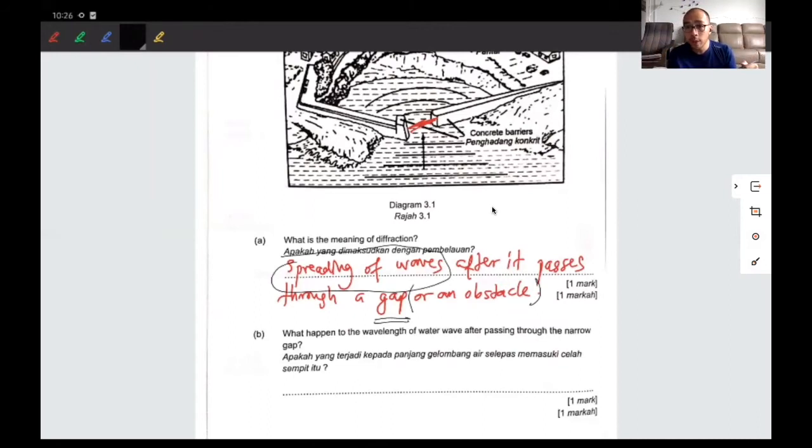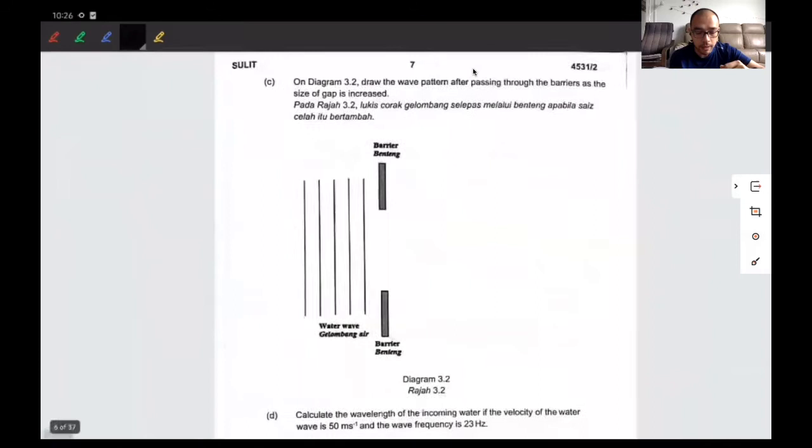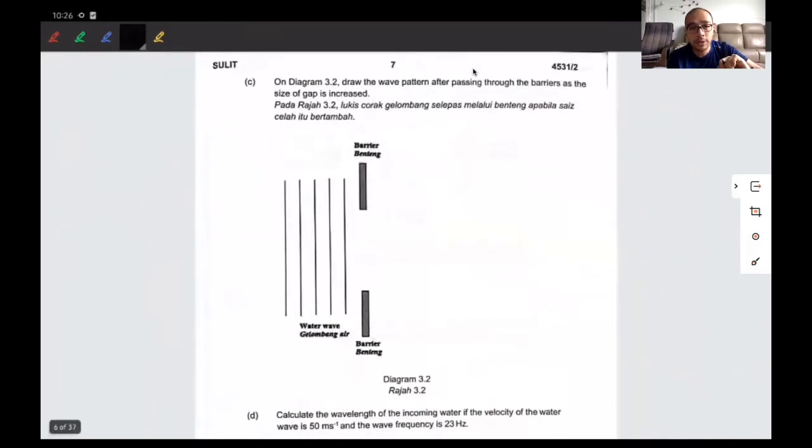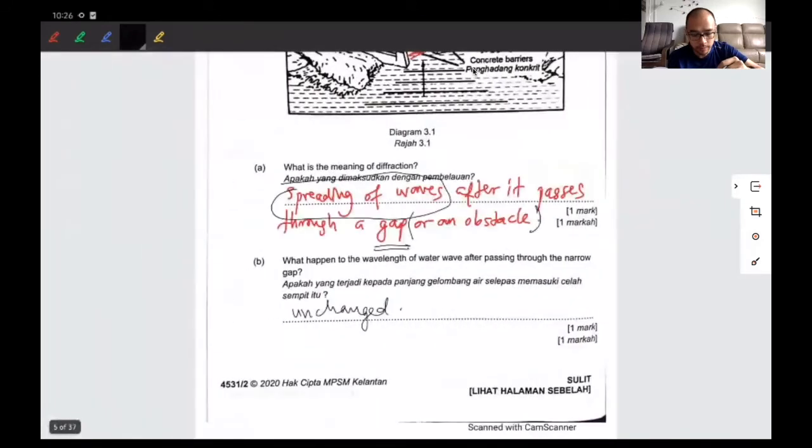Now, what happens to the wavelength of the water wave after passing through the narrow gap? It remains unchanged. This is the interesting thing. Nothing happens to the wavelength. It remains the same wavelength, except that the energy is much less. It remains unchanged.